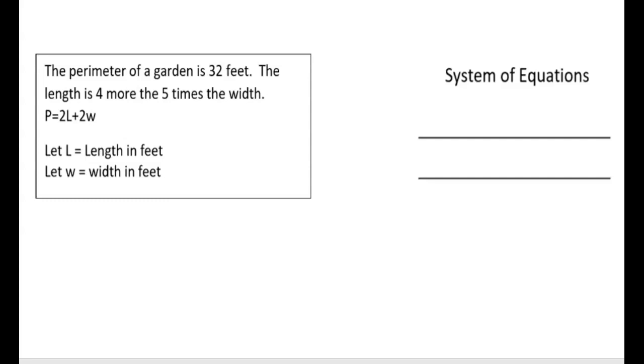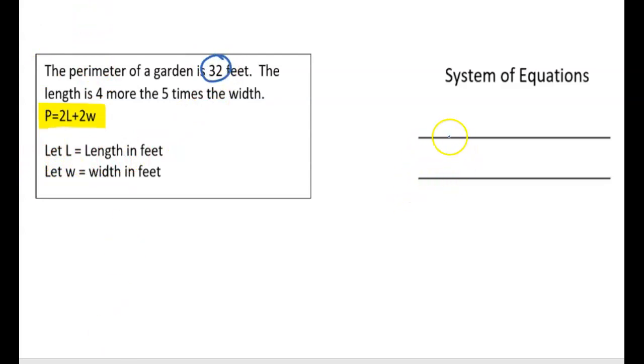Okay, this one always gives people difficulty. This is a very typical kind of word problem. The perimeter of a garden is 32 feet. The length is 4 more than 5 times the width. And since a lot of you have not taken geometry yet, I have given you the formula for the perimeter of a rectangle. What does perimeter mean, by the way? When you add up all the sides. And so what number in this problem is the perimeter equal to?